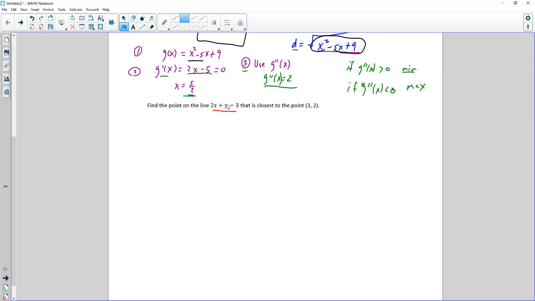The first thing I'll do is write this equation in slope-intercept form: y equals negative 2x plus 3. I just solved for y here. Now I'm going to make a graph. You don't really need a graph, but it'll be good to see what we're doing. It helps you see what's going on. So let's make a makeshift graph here.